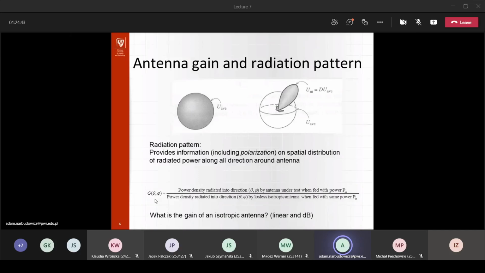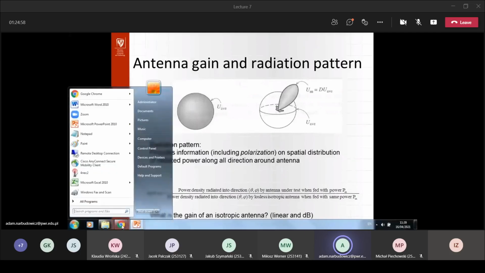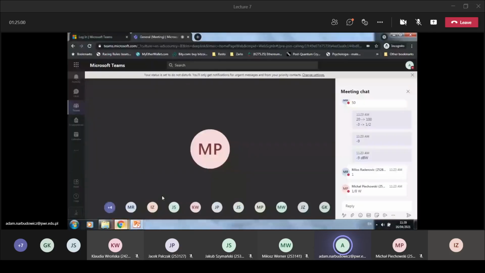Now, the question here: if you know this definition, what is the gain of an isotropic antenna? I wait for your answer in the chat. You can type either linear or decibels, as long as you specify which one it is.